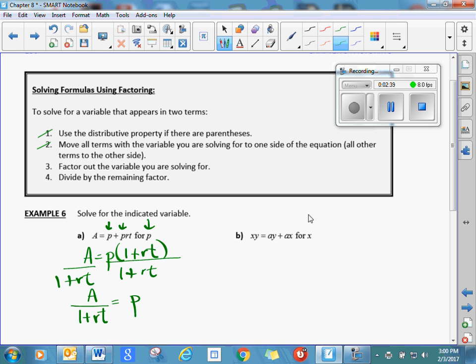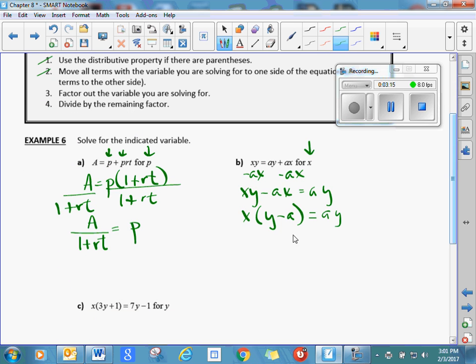Another example, we're solving for X. There's an X term on this side of the equal sign, and there's one over here. I need to get them together, so I'm going to subtract AX from both sides. So now I have XY minus AX equals AY. All of my X terms are together. I see that they're separated by subtraction, so I can factor the X to the outside. That leaves me with Y minus A on the inside of the grouping symbol equals AY. And now to get the X alone, I can divide by the factor Y minus A.